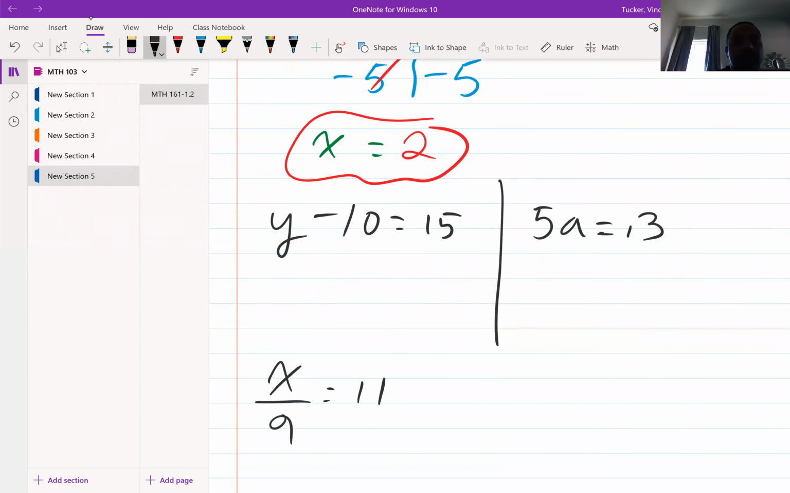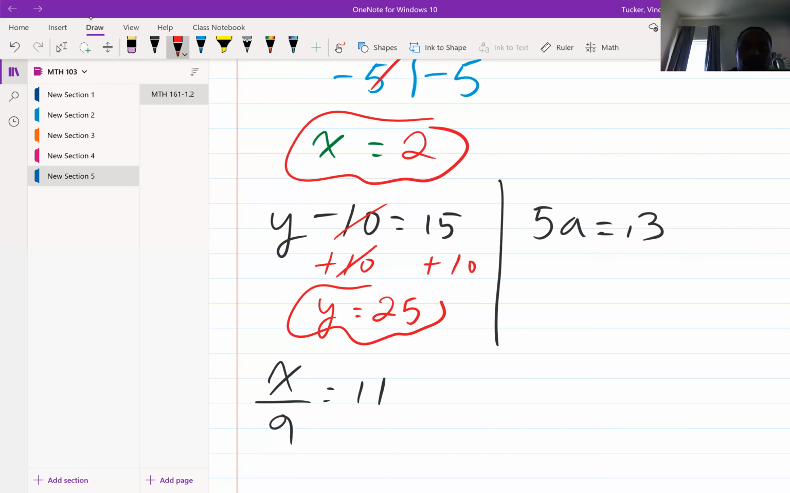Just to further solidify what we're doing, if I have y minus 10 equal to 15, I'm going to add 10 to both sides of my equation. Once again, split up by the equal sign. The 10s cancel on the left, leaving me with y. On the right, I have 25. Remember, you can always check your answer by plugging it back into your original equation to see if it works. 25 minus 10 is 15.